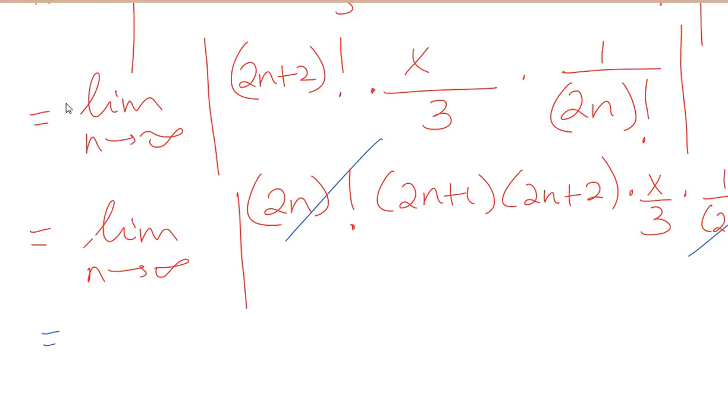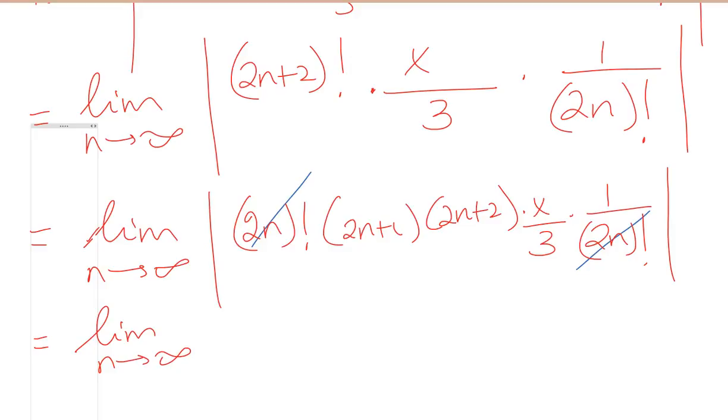Find the limit as n goes to infinity. So the question is, how do you find the limit? Okay, the 2n factorials cancel, like we talked about. Now, if you want, guys, you can bring the absolute value of x over 3 outside the limit. Why can we do that? Because the limit depends on n, not on x. So you are left with finding the limit as n goes to infinity of 2n plus 1 times 2n plus 2.